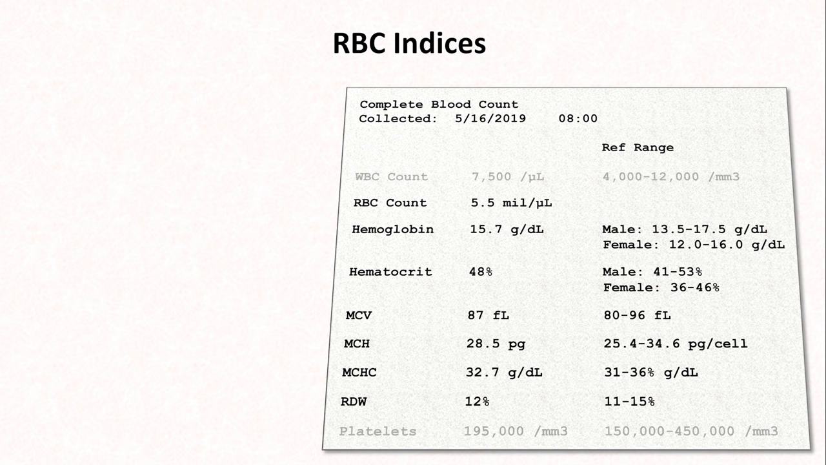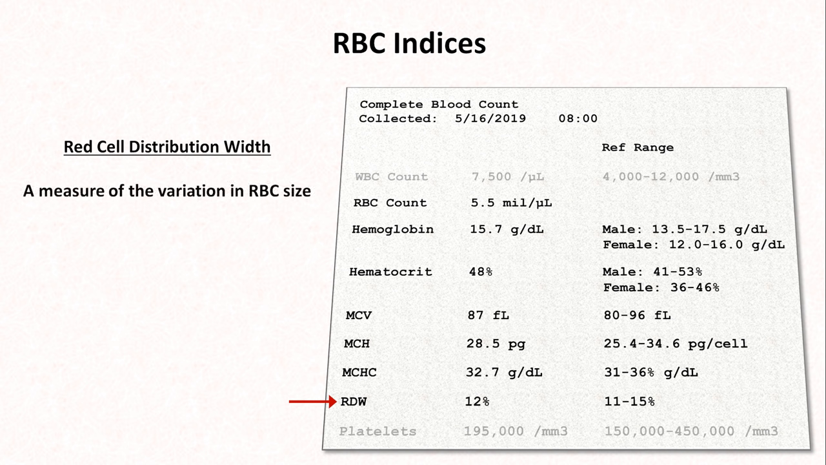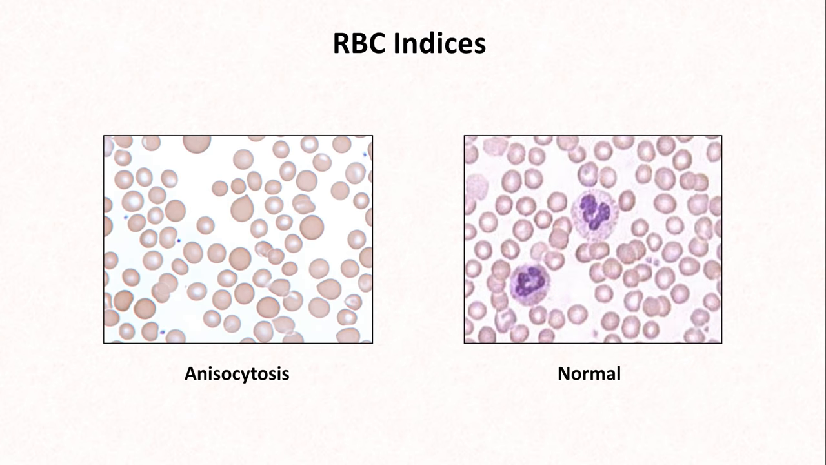And the last RBC index is the red cell distribution width, or RDW. This is a measure of the variation in RBC size. A high RDW implies a large variation in RBC sizes, and a low RDW implies a more homogeneous population of RBCs. There are multiple ways to calculate the RDW, which can confusingly give slightly different results. A high RDW on a CBC corresponds to the morphologic feature on a blood smear called anisocytosis, meaning a wide variety of cell sizes. An elevated RDW and anisocytosis on smear are both non-specific findings, which are generally not helpful for making the diagnosis of any specific hematologic condition.